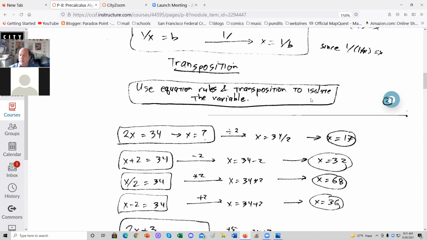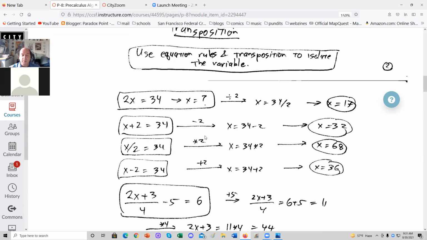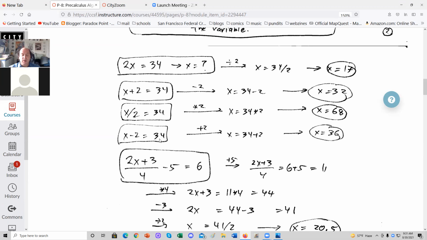For example, if 2x equals 34, then divide both sides by 2 and get x equals 34 over 2, or x equals 17. If x plus 2 equals 34, we subtract 2 from both sides. You get x equals 34 minus 2, which is 32. If x over 2 equals 34, we multiply both sides by 2. x is 34 times 2, so x is 68. If x minus 2 equals 34, then we add 2 to both sides and get x equals 36.